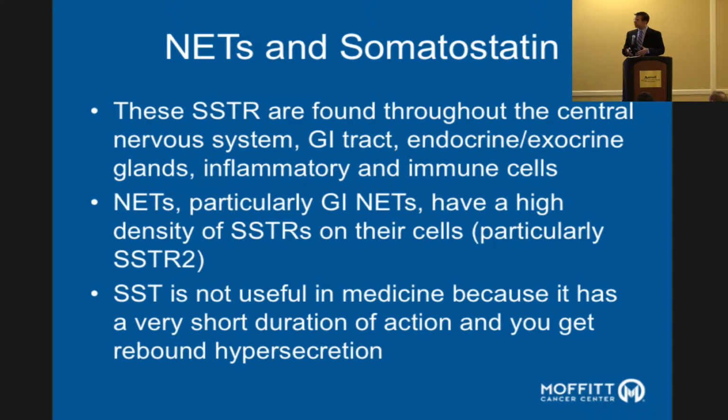The reason why this is relevant to us is because neuroendocrine tumors, and in particular gastrointestinal neuroendocrine tumors, have a very high density of these receptors on their surface, and particularly for GI tumors, the subtype 2 receptor.